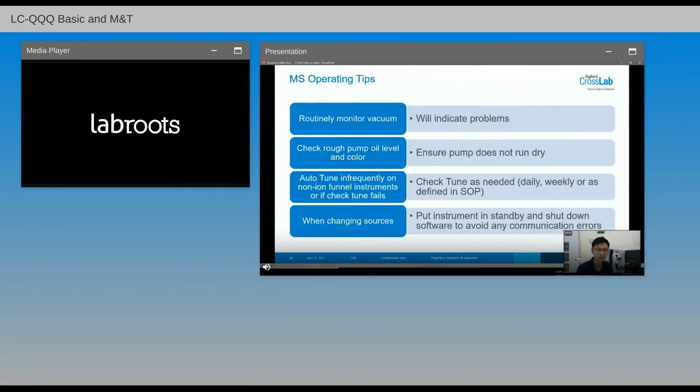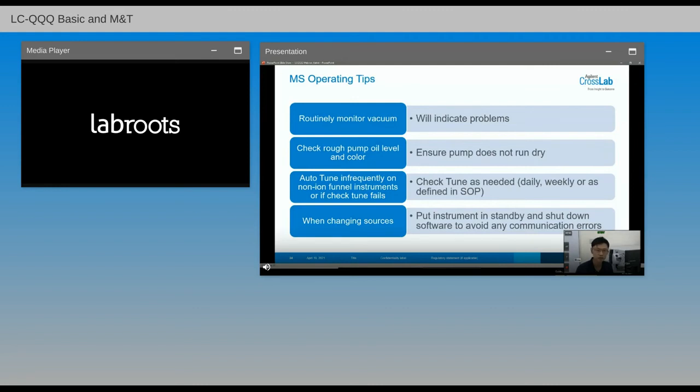Other operating tips are vacuum levels, which you should monitor, because if the pumps are failing, your vacuum will be affected, and that will definitely impact your performance, the amount of ions that go through. Then we need to check the rough pump oil, to make sure that the pump doesn't run dry.